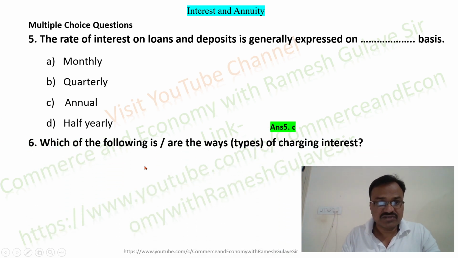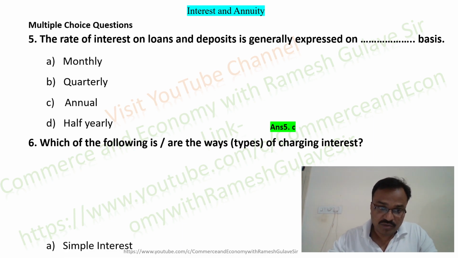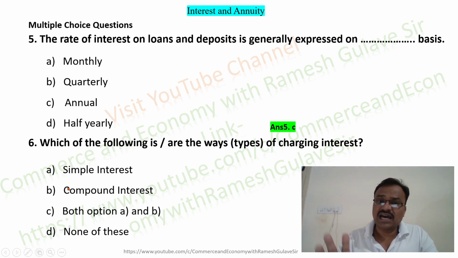Let us move on to the next question, which asks which of the following are the ways or types of charging interest. Options are simple interest, compound interest, both and none of these. See friends, we know that simple interest and compound interest are the two ways of charging interest. So option C, that is both option A and B are correct. So here option C is the right answer.